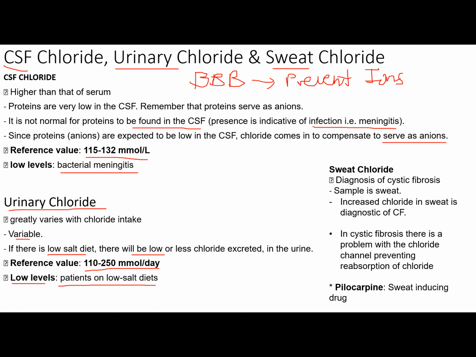Then we have your sweat chloride. The sweat chloride, class, is used in the diagnosis of cystic fibrosis. The sample is sweat. Increased chloride in sweat is diagnostic of cystic fibrosis. In cystic fibrosis, class, there is a problem with the chloride channel preventing reabsorption of chloride. What you need to remember about this sweat chloride test, class, is that it would use the drug pilocarpine. Pilocarpine, class, is a sweat-inducing drug.